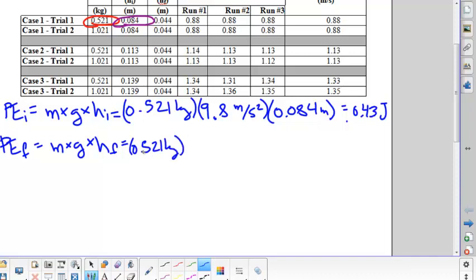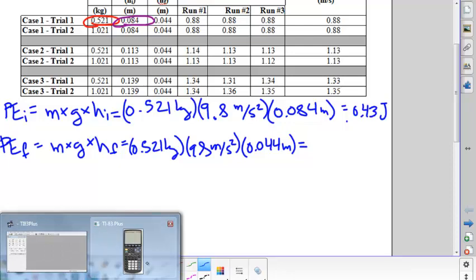0.521 kilograms, 9.8 meters per second squared, and my final height was 0.044 meters. Note that these are already converted, guys. I've actually already done this, and I'll show you how it looks.